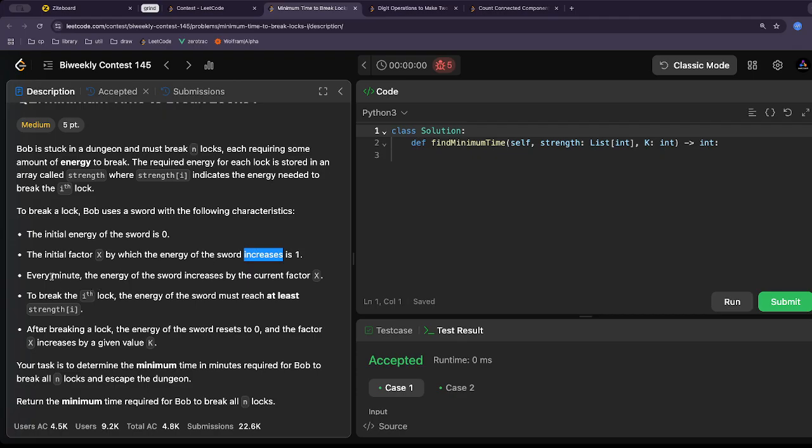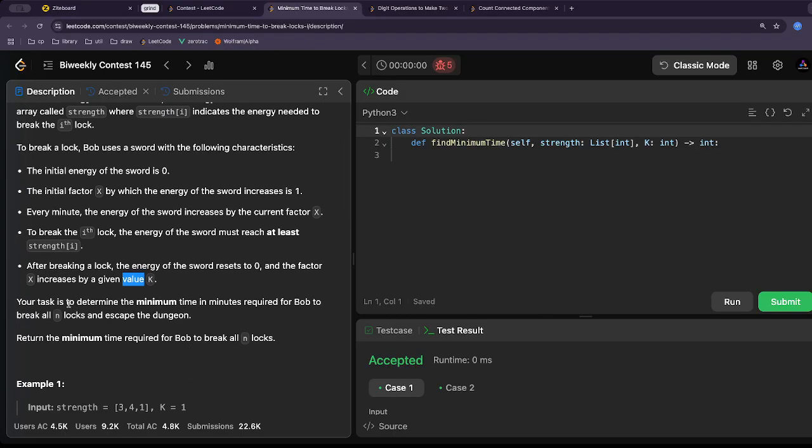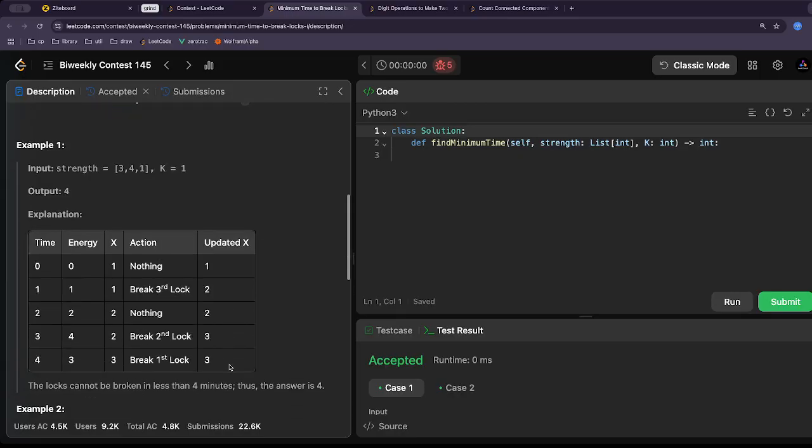So anyways, never mind. Every time the energy of the sword increases by the current factor, so every minute it does that. To break the ith lock, the energy of the sword must reach at least strength of I. After breaking a lock, the energy of the sword resets to 0, and the factor x increases by the value k. Okay, here's another input value. Your task is to determine the minimum time in minutes required for Bob to break all n locks and escape the dungeon. Return the minimum time required for Bob to break all the n locks.